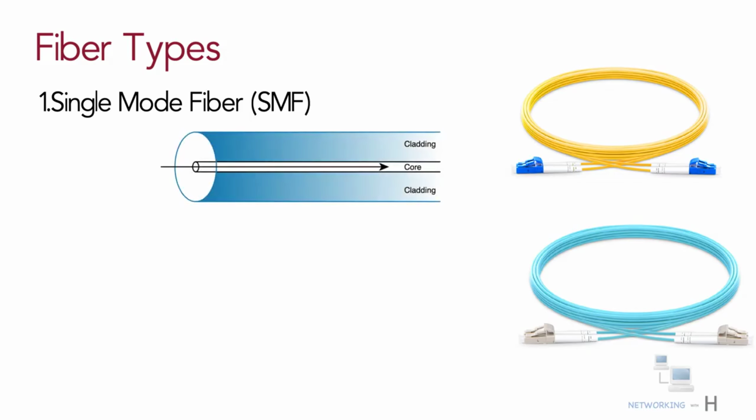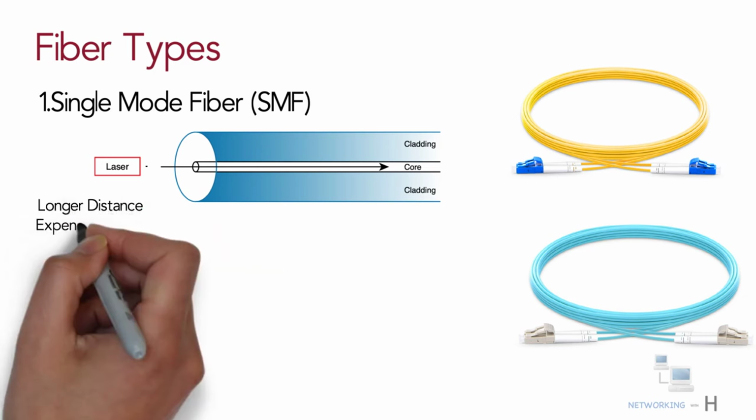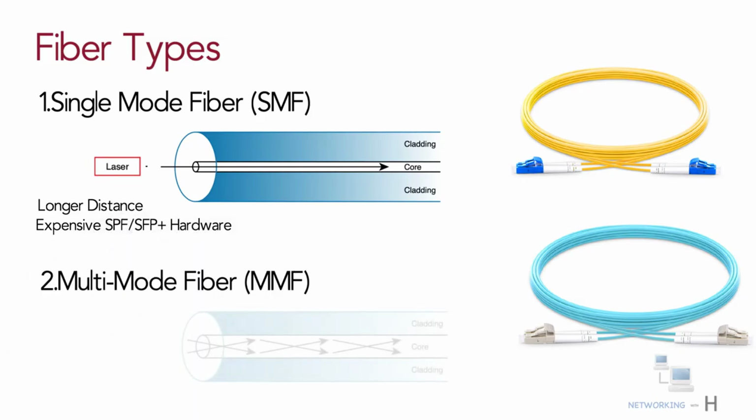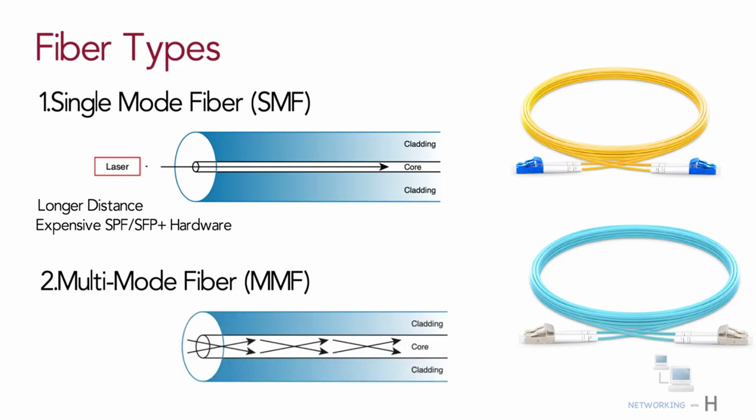SMF has a very narrow core, typically around 9 micrometers, which allows only a single mode of light to propagate. Single mode allows distances into tens of kilometers, but with slightly more expensive SFP or SFP+ hardware. MMF, multimode fiber, has a much wider core, typically around 62.5 micrometers or 50 micrometers, allowing multiple modes or rays of light to propagate. Multimode fiber allows for distances of up to 400 meters.